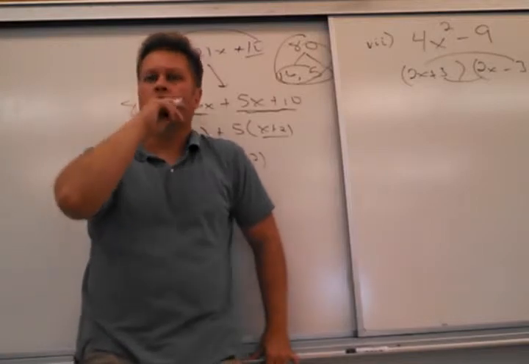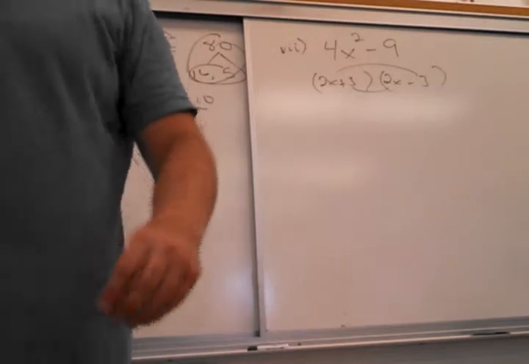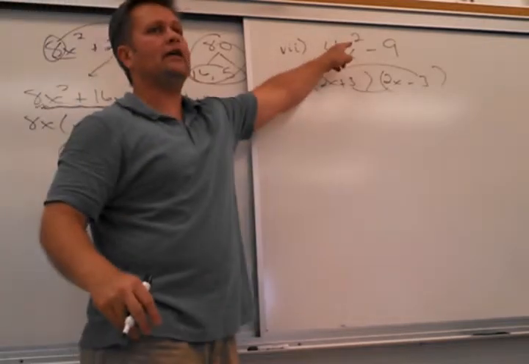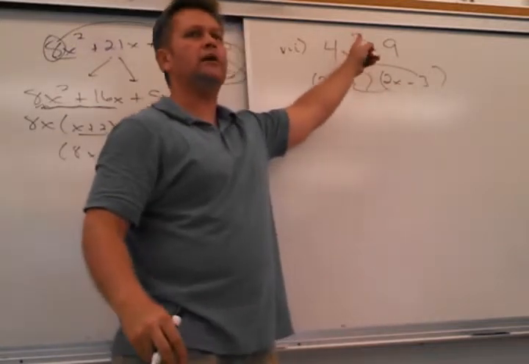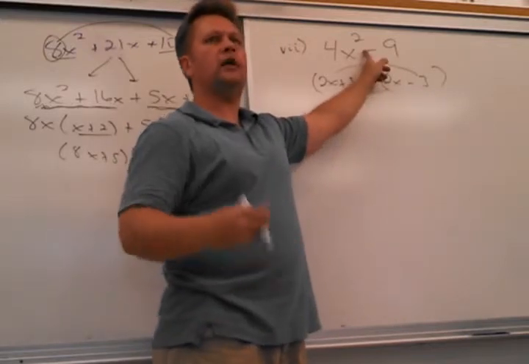Yes, sir? You can't do difference of squares if there's not a minus. It's plus. It's squares plus. Exactly. You can always do difference of squares, but you can't do sum of squares. For the same reason I can do this: I can make this plus and minus and make the middle term cancel. If I couldn't make these different signs, I couldn't make the middle term cancel.